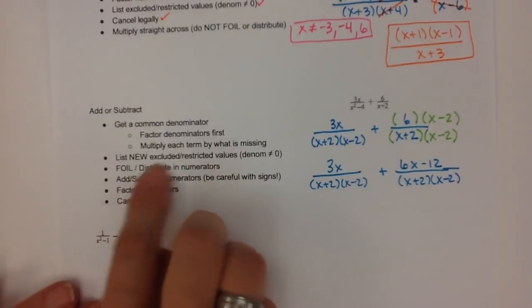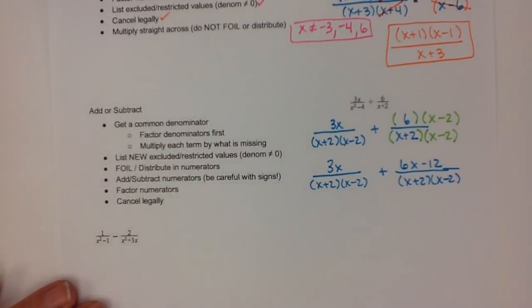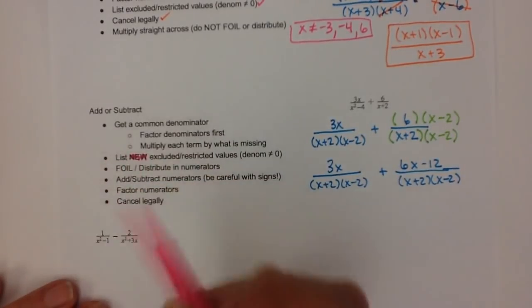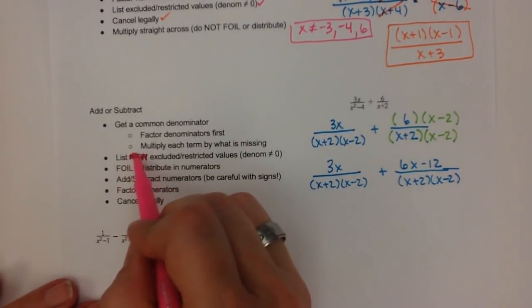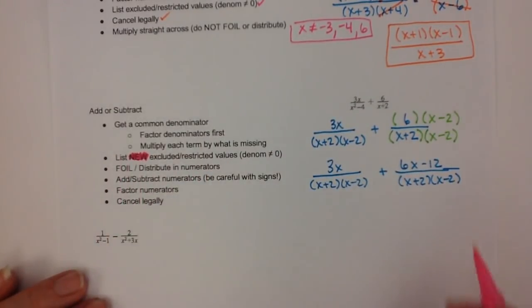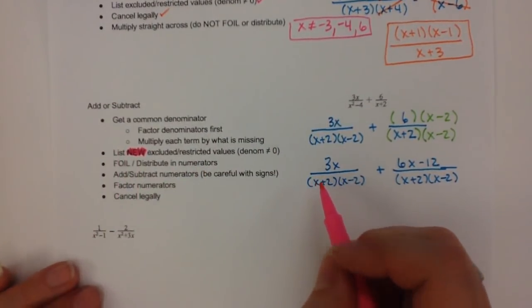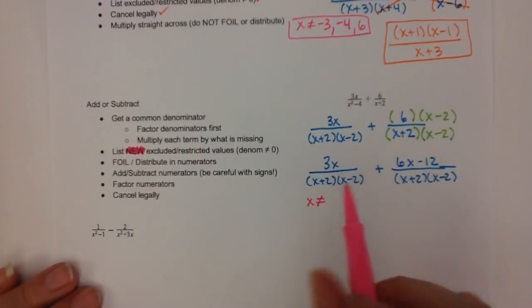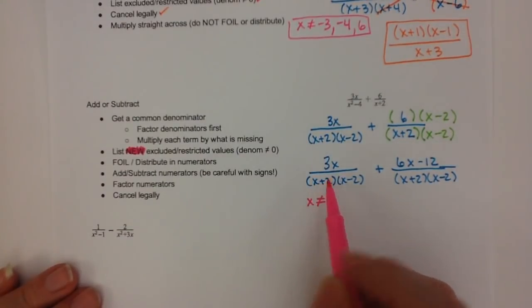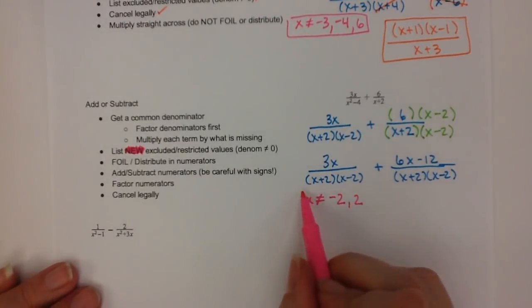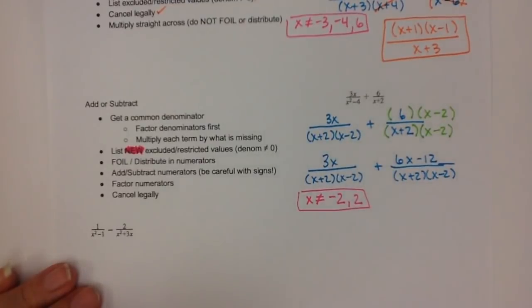Then we're going to list the excluded and restricted values. That shouldn't say new. Actually, I did these two steps in reverse order. It doesn't really matter. You can FOIL and distribute first or list your restricted values. We set each part that contains a variable not equal to 0. So I'd have x cannot equal. X plus 2 can't equal 0 gives me x equals negative 2. X minus 2 not equal to 0 gives me x cannot equal positive 2. So there's my excluded values.